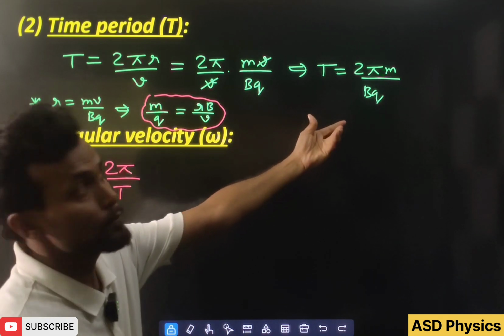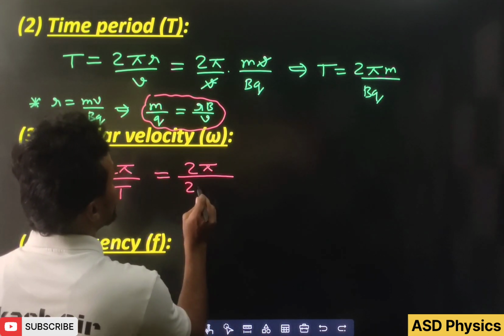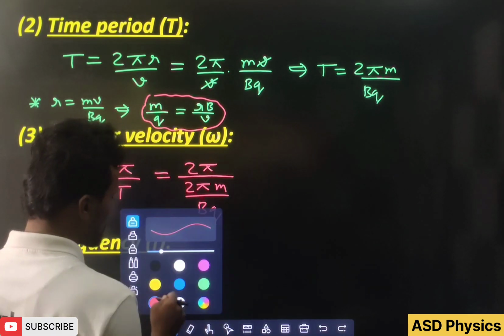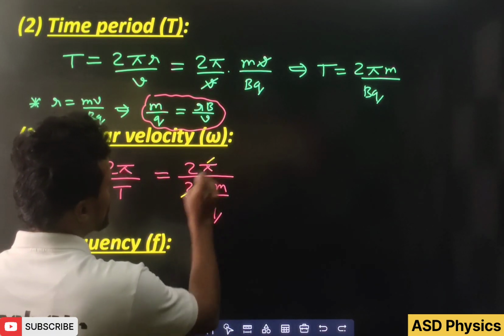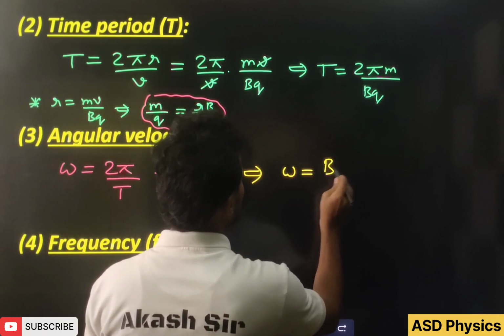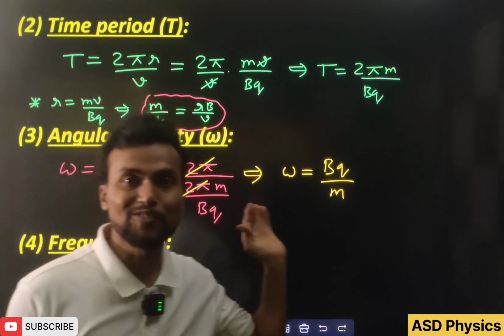Okay. So when I put the value of the capital T, what will come here? See, 2 pi by 2 pi M by BQ. Is it? So what other things will cancel out here? See, this 2 pi cancels. So what will come here? It will come omega equal to BQ by M. Okay. Angular frequency or angular velocity.